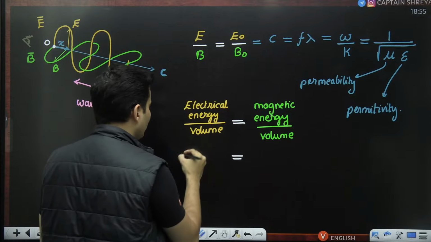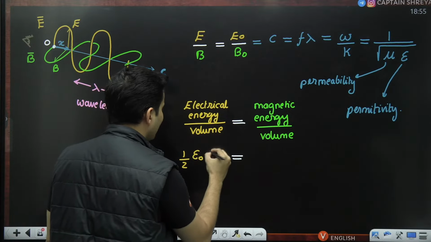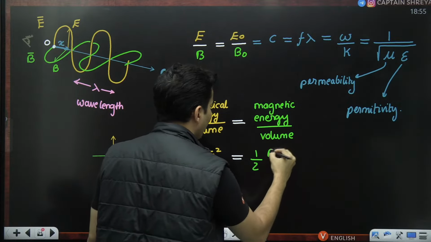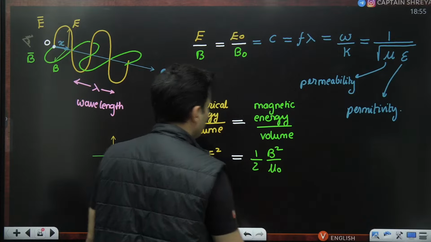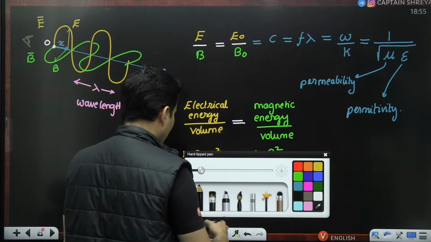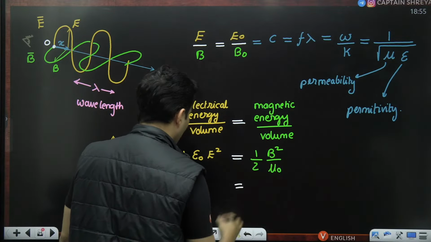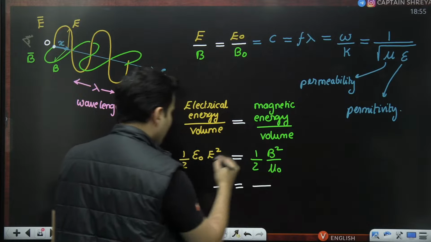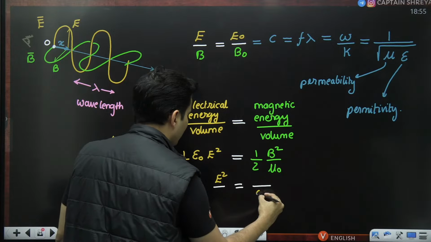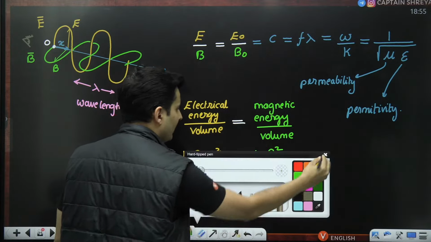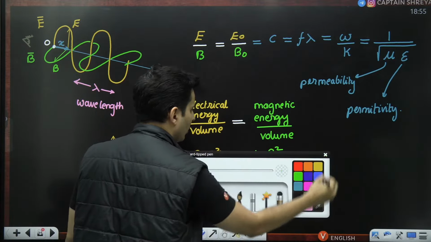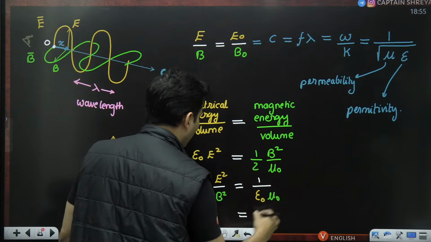Electric energy per unit volume is given by half epsilon naught E square, and magnetic energy per unit volume is half B square by mu naught. Half cancels, and if you notice what happens over here, you get a very interesting thing. On the top you have electric field square. Take this permittivity below. Magnetic field you take it below over here, and this mu naught keep it as it is over here.